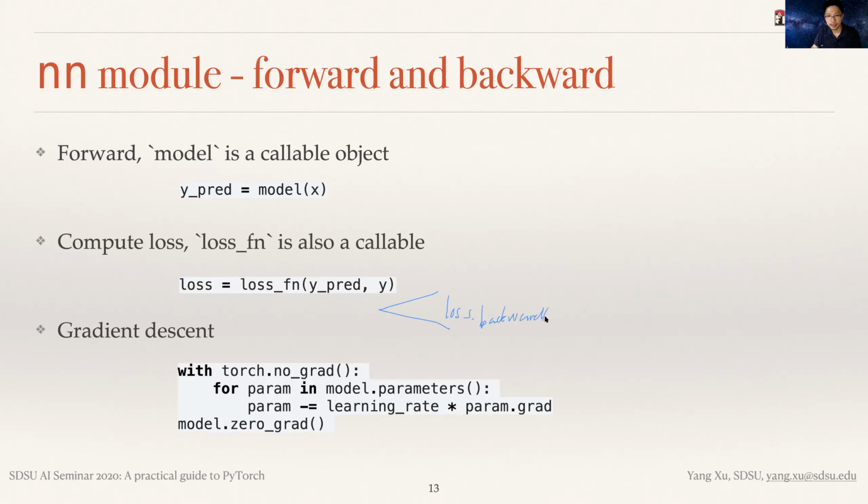Okay, and after the backward is called, we again need to use, under this no gradients context, we need to update the parameters manually. For all the parameters in the model, we'll do the gradient descent, and then we will zero the gradients. Okay, so that's how the same task can be achieved with the NN module.